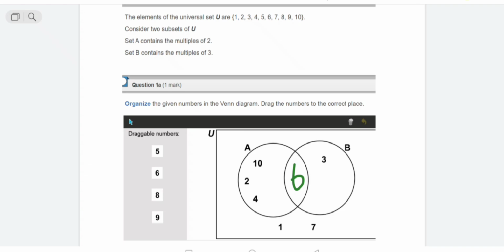Then 1 is not a multiple of 2 or 3, so that's why it is outside. 2 is there, 3 is there, 4 is there, 5 is not there. So 5 is not a multiple of 2 or 3, so it will be outside. 6 is there, 7 is outside because it is not a multiple of 2 or 3. 8 is a multiple of 2, it will be here. Then 9 is a multiple of 3. 10 is already there. So this is our Venn diagram. It is completed, the Venn diagram.